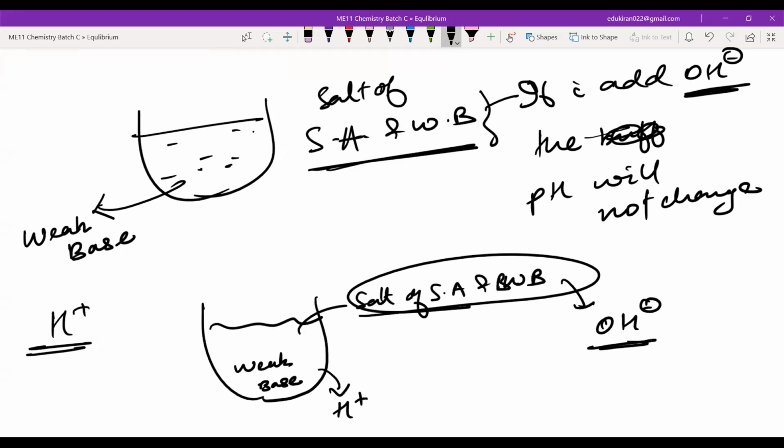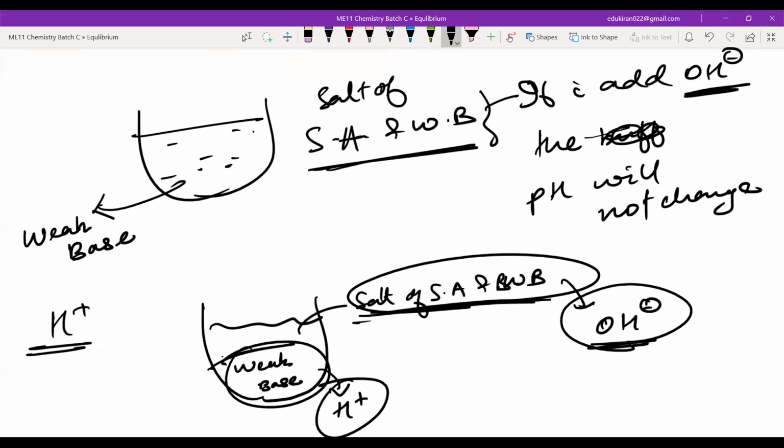And this buffer is going to be slightly basic because I added a weak base initially, and then I am adding a salt. Generally the salt will not change the pH to a very high degree. So if I add these two things, the weak base and the salt of strong acid and weak base, it is going to give me a buffer solution, because the weak base is going to take care of H positive and the salt is going to take care of the OH negatives. Okay, so this is how we prepare buffers.